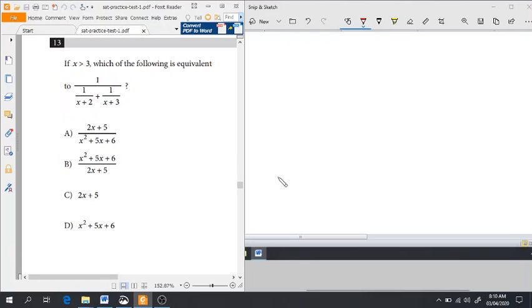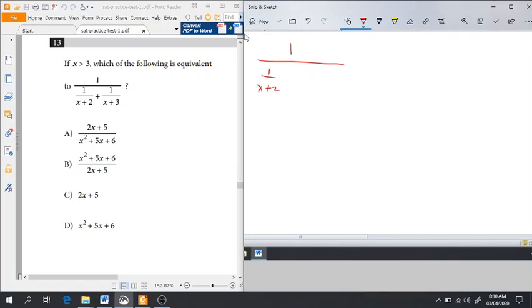Question number 13 is, if x is greater than 3, which of the following is equivalent to... So we have to simplify the given expression. Which of the following is equivalent to 1 over x plus 2 plus 1 over x plus 3? How do you simplify this? When you add or subtract fractions, you have to make a common denominator. So how do you make a common denominator for variables? You have to multiply the denominator of this term with the numerator here.